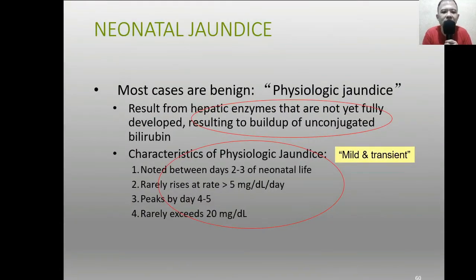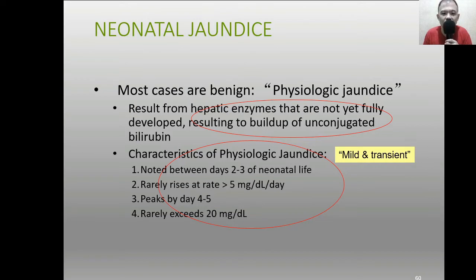Most cases of neonatal jaundice are benign, thus called physiologic jaundice. This results from immature hepatic enzymes, particularly the enzyme we're referring to is glucuronyl transferase, resulting in the build-up of unconjugated bilirubin. But don't worry, because this is just mild and transient. The characteristics of physiologic jaundice are flashed there.